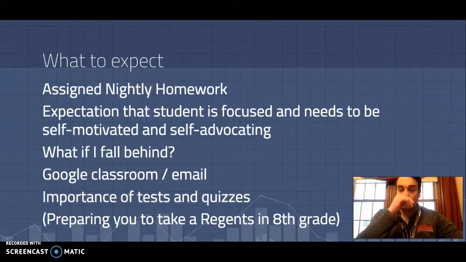So what if I fall behind? What if I have that question, or what if I miss a few days? I'm almost always available after school, during lunch. We can set some things up. If I have a study hall and they have a study hall, they could come in and work with me.